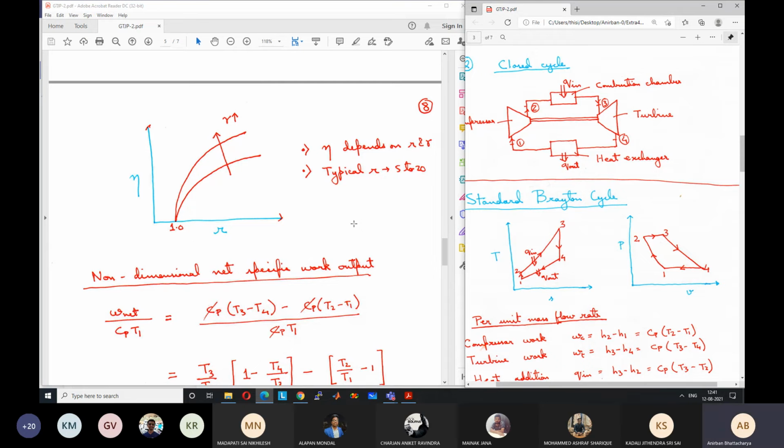Say I need a turbine to generate 100 megawatt of power. So 100 megawatt is fixed. So I will design my turbine with 100 megawatt of power. So if I can increase the specific work output, what will be the design changes? What will be the advantage if I can increase the specific work output? The total power output is still 100 megawatt.